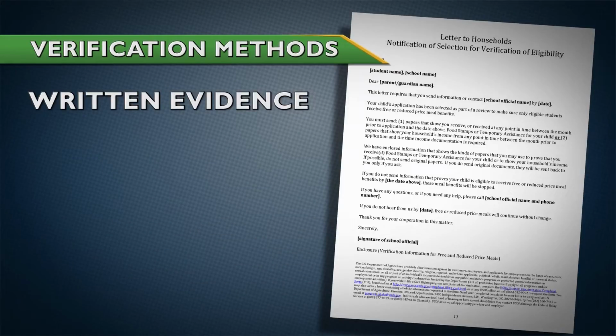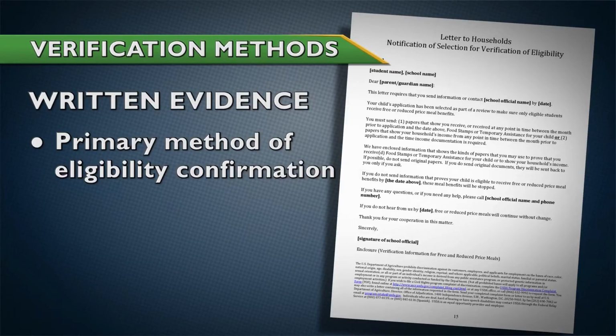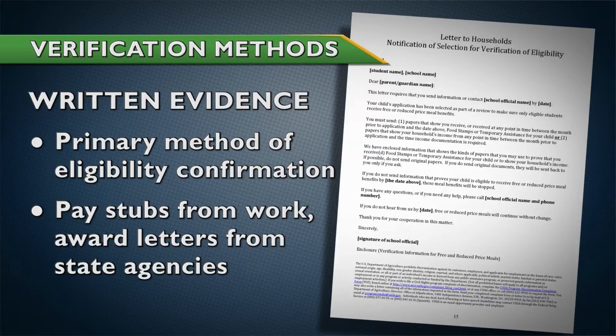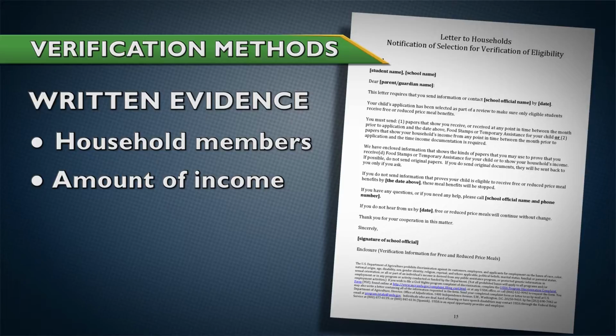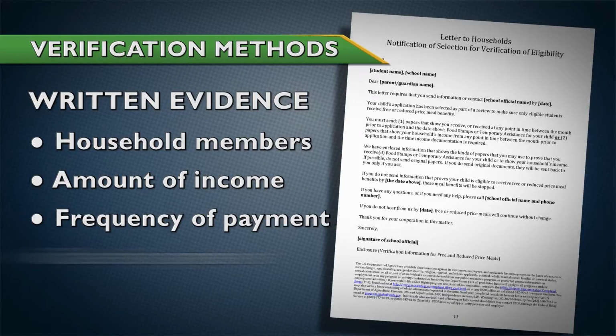Verification methods. Written evidence is the primary source of eligibility confirmation for all households, including those receiving SNAP, TANF, or FDPIR benefits. Written evidence may be pay stubs from employers or award letters from welfare departments or other government agencies submitted by the household to the verifying officials as confirmation of eligibility. Acceptable written evidence contains the name of the household members, amount of income received, and the frequency and dates of payment.